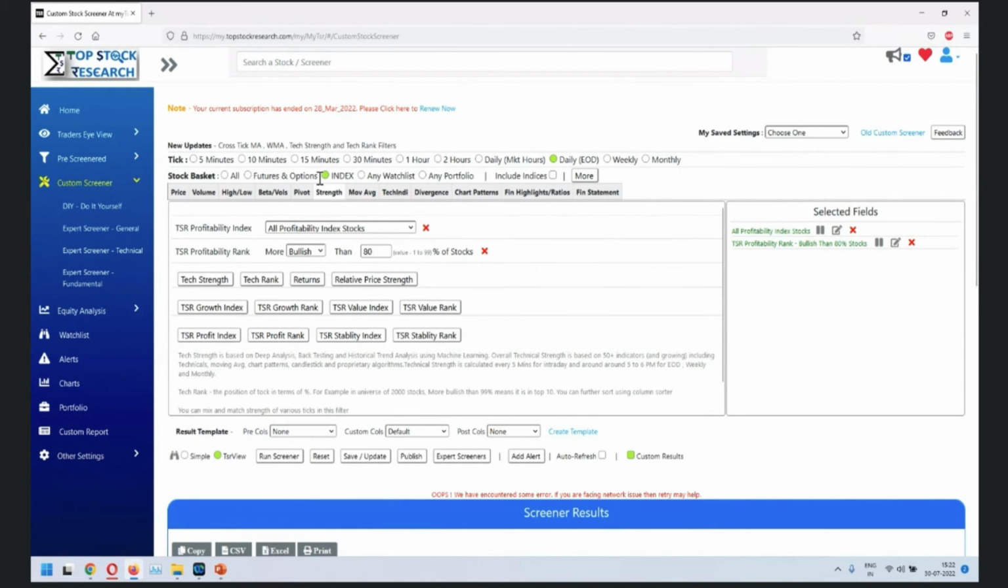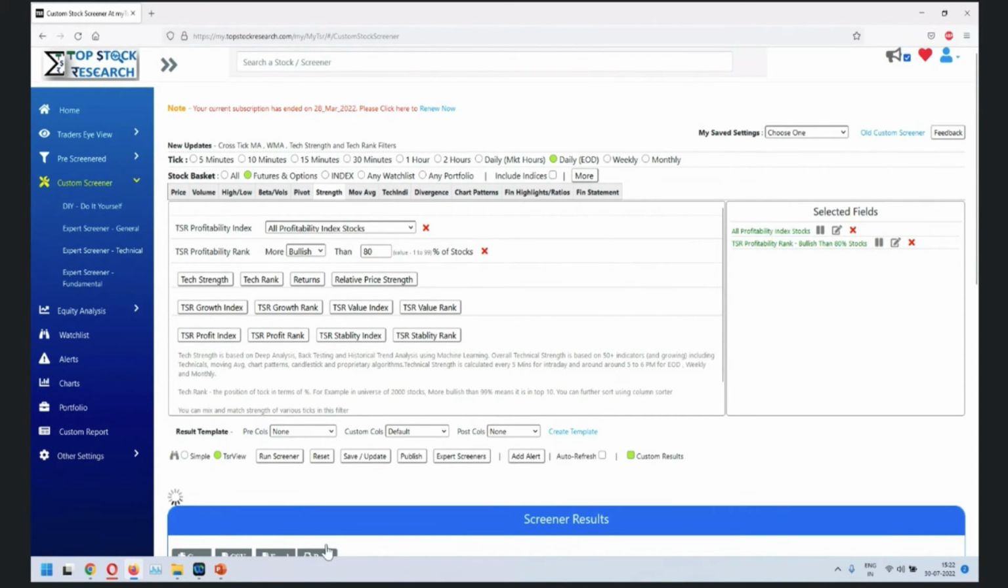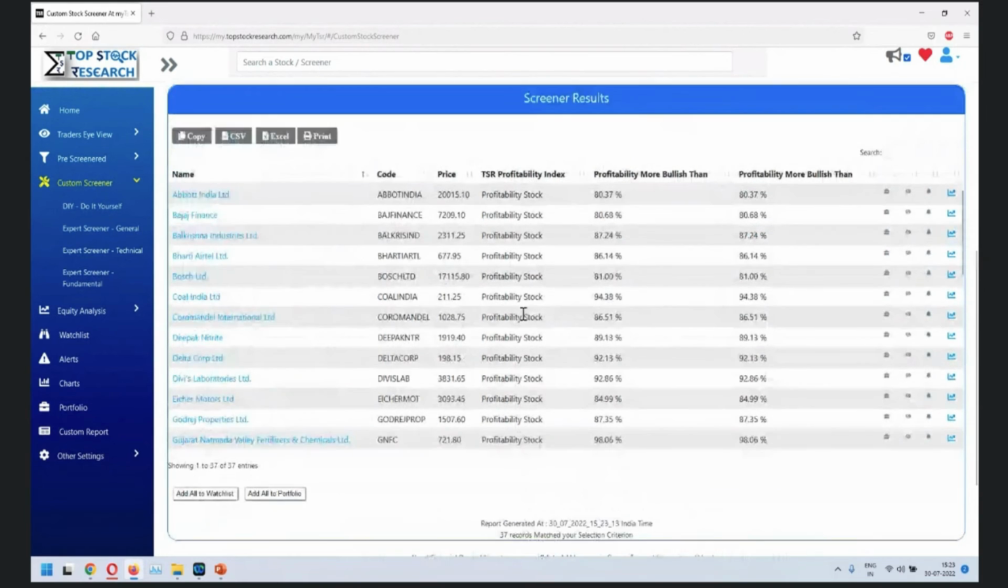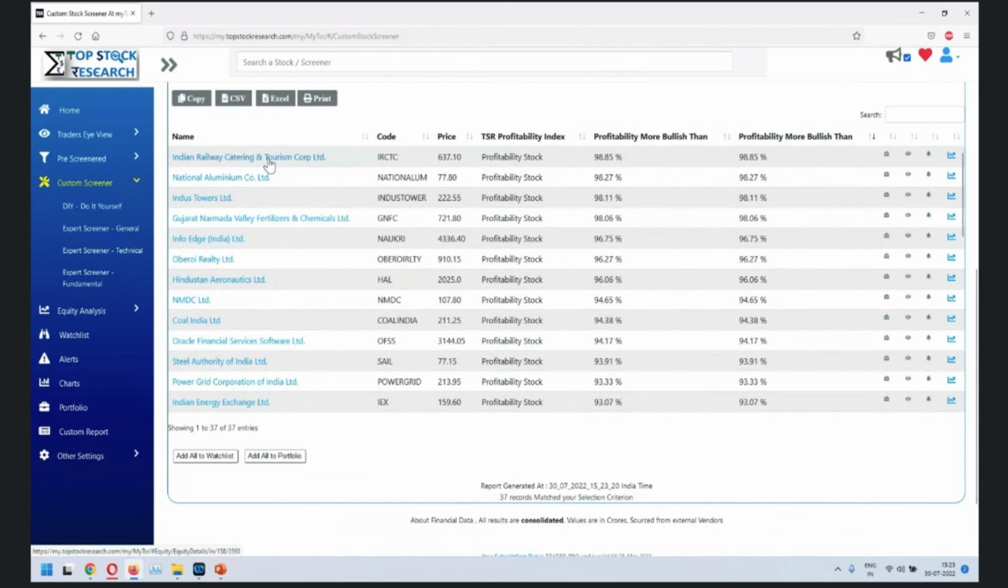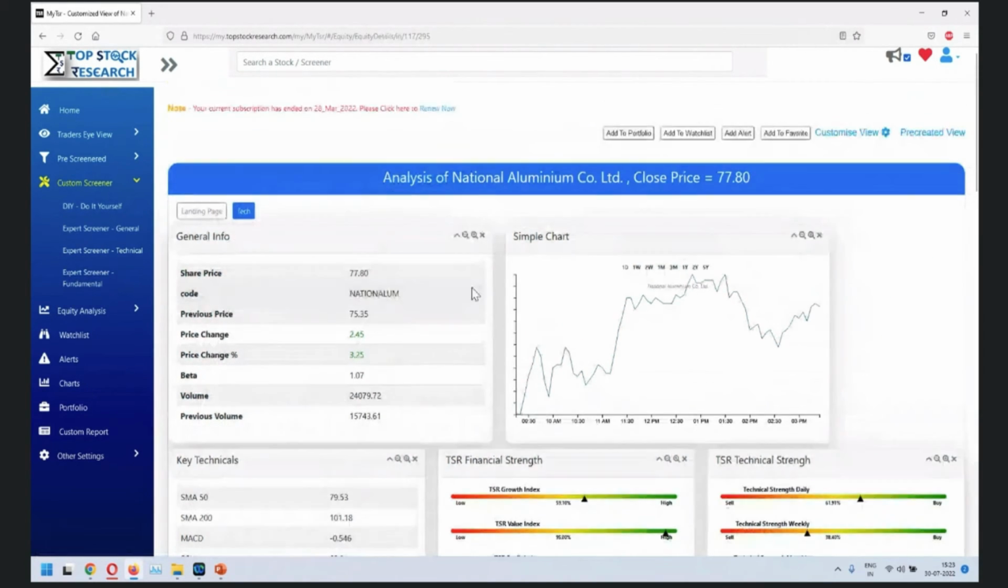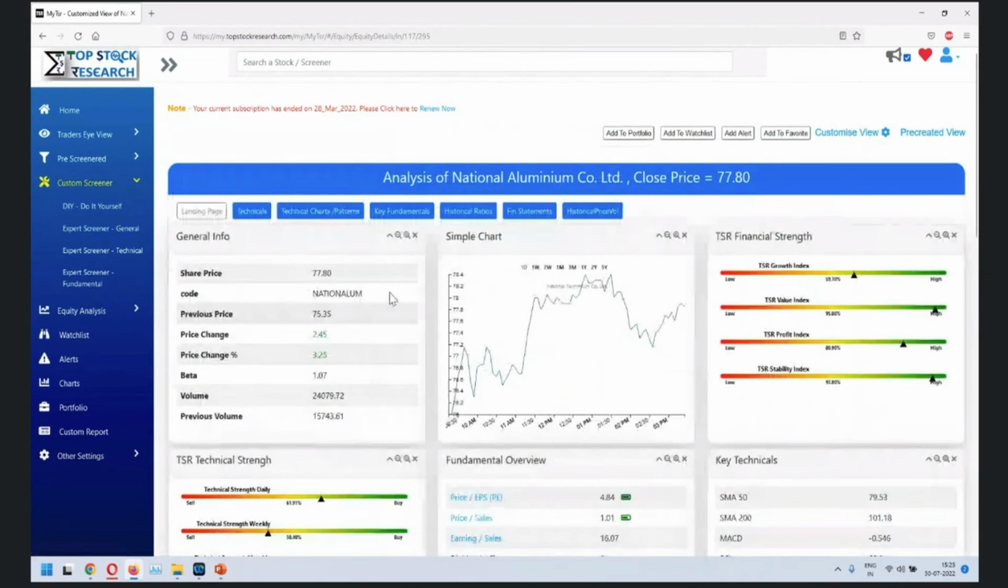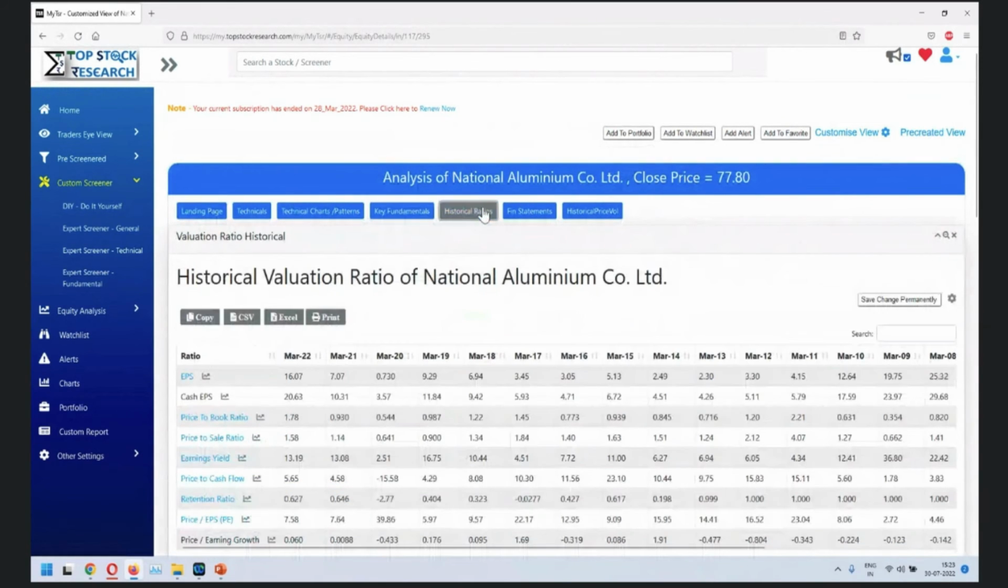Right? So mixing two criteria. We remove the index because there will not be any stocks, because index don't have the financial ratios. We'll go into FNOs. Yeah, right. So these are all profitable stocks and which are in top 20%. Right. So when you look at this, looks like IRCTC. Morning also the same stock came in. Nalco. These are pretty good in terms of profitability when you look at Nalco. Right? And look at key fundamentals or historical ratios.